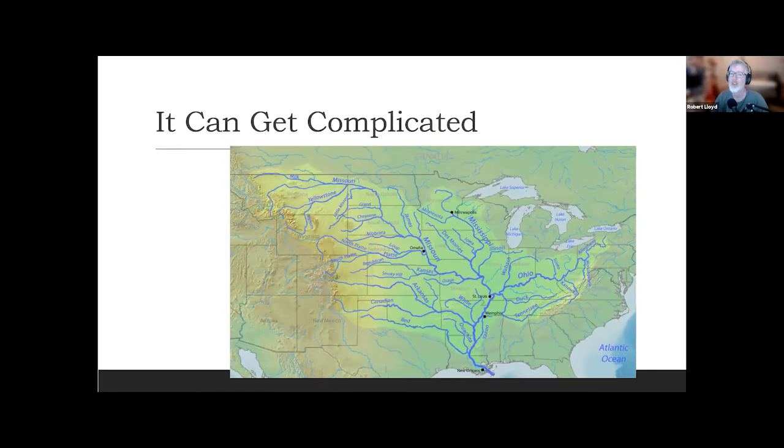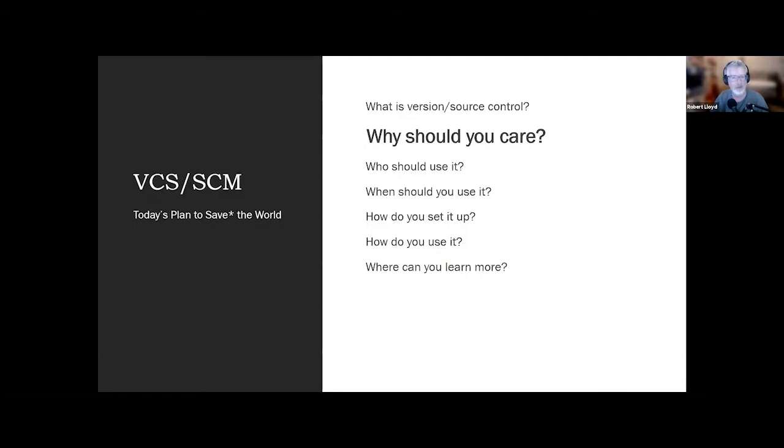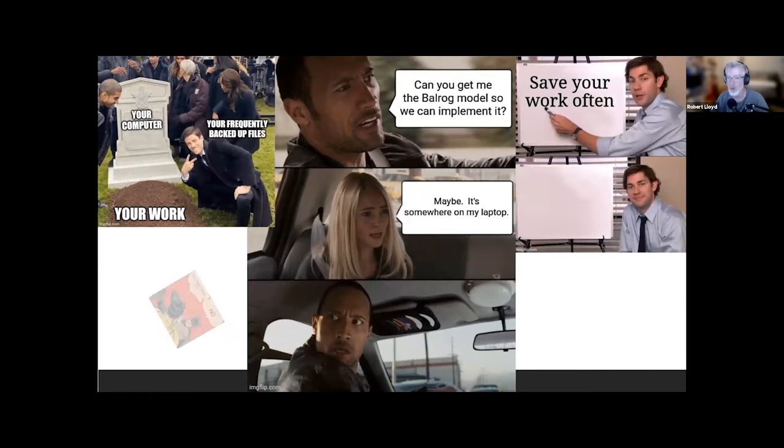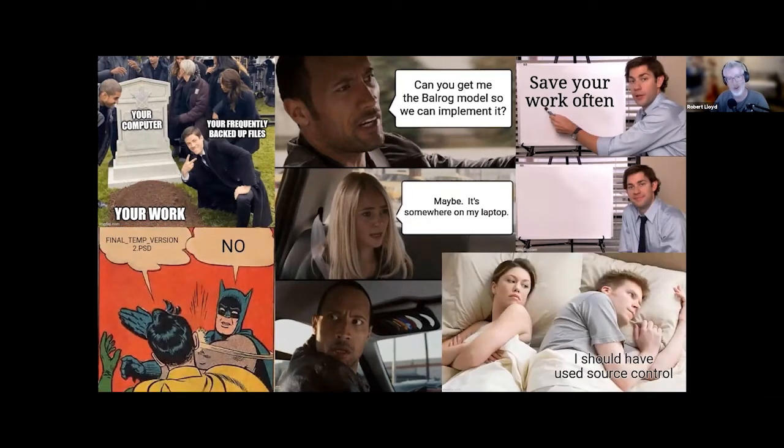Can it get complicated? You bet your butt it can get complicated. Multiple branches, multiple streams, too much. Got to move on. Why should you care? Why do we care about version control, Rob? Well, where's your stuff? What happens if something dies, like a hard drive? Why do you have 40 million named versions of that file? Which one really is the most recent final this time?